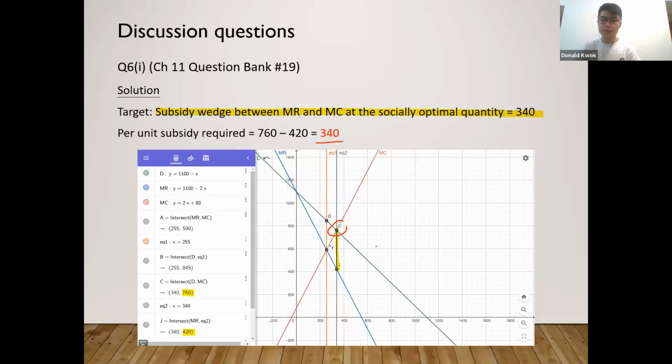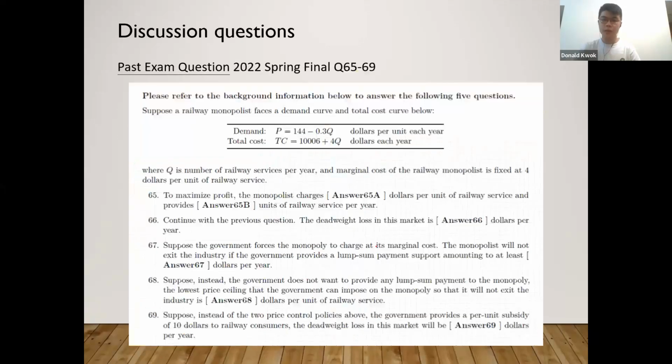So that's all for this lengthy problem, and we will move on to the past exam problem, which is also the last question in this tutorial.